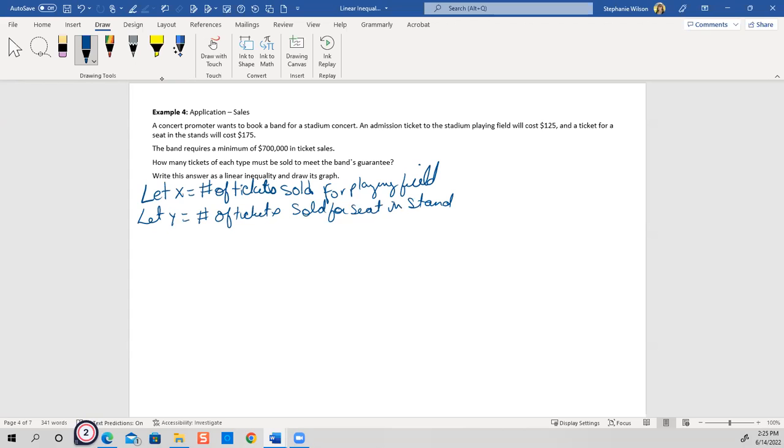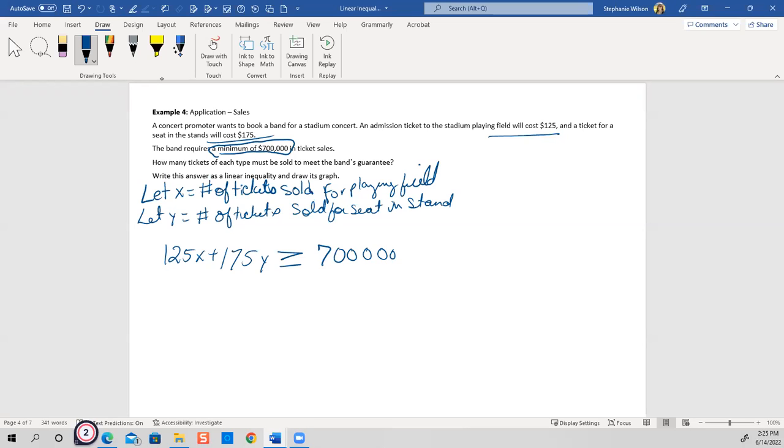Now that I've done that, I go back, and this is the playing field, so 125x, plus the stands, 175y. And I'm going to say it has to be greater than or equal to 700,000. Why am I saying that? It's because they said the minimum, the least amount the band is willing to take in order to perform, is 700,000. So in order for that to happen, my number has to be equal to that or exceed that. So I have my inequality right here.